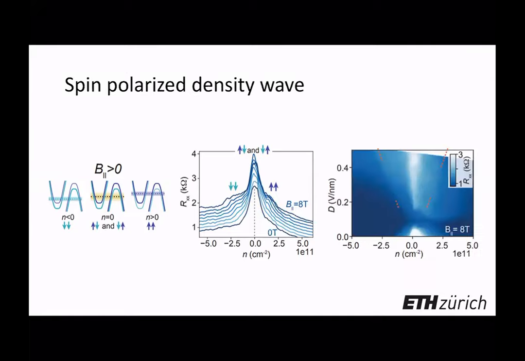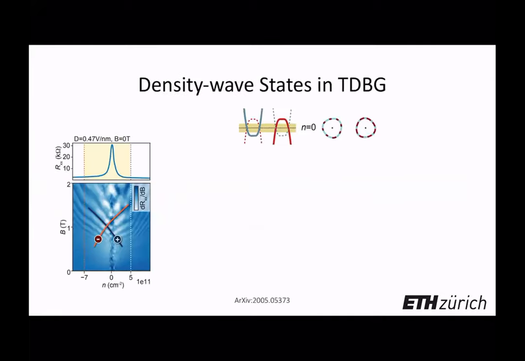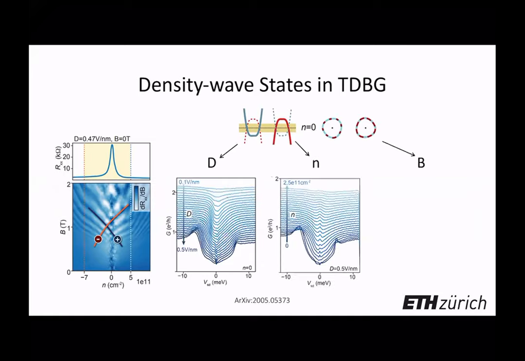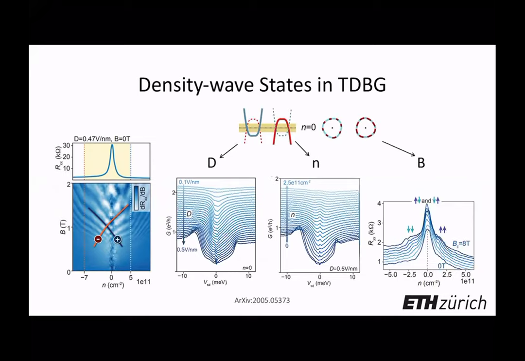So to sum up, I've shown you that we see a density wave state in twisted double bilayer graphene, that we can tune with the displacement field, we can break the nesting by changing the total density, and we can also make a spin polarized state out of it with the magnetic field. Thanks for your attention, and I'm happy to take any questions.